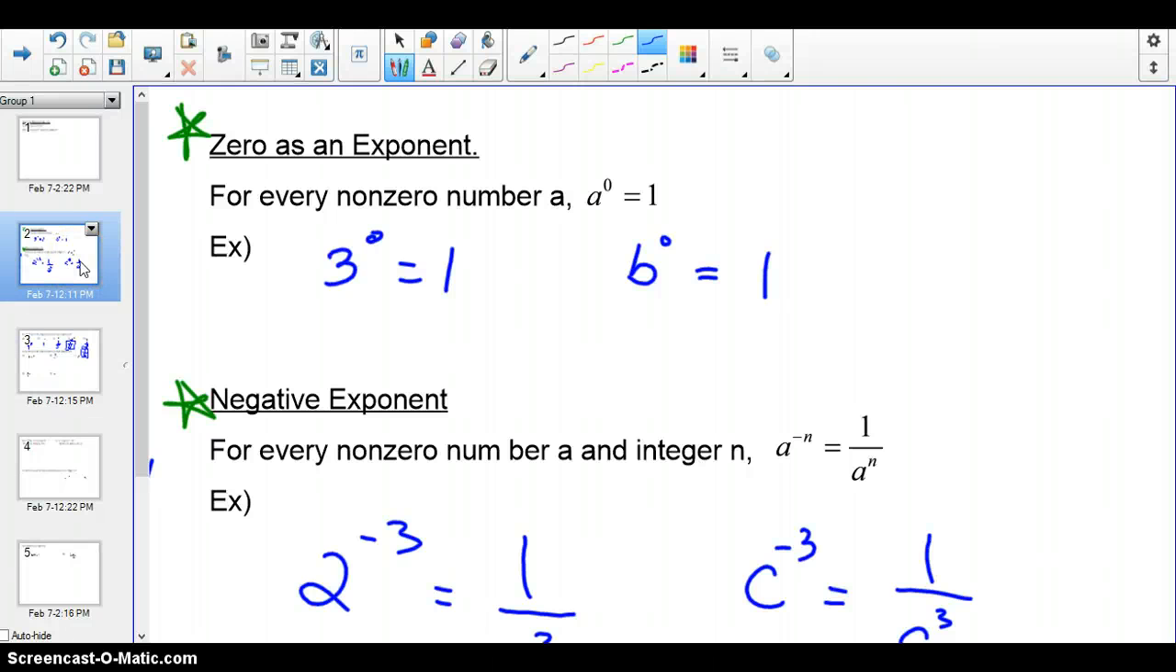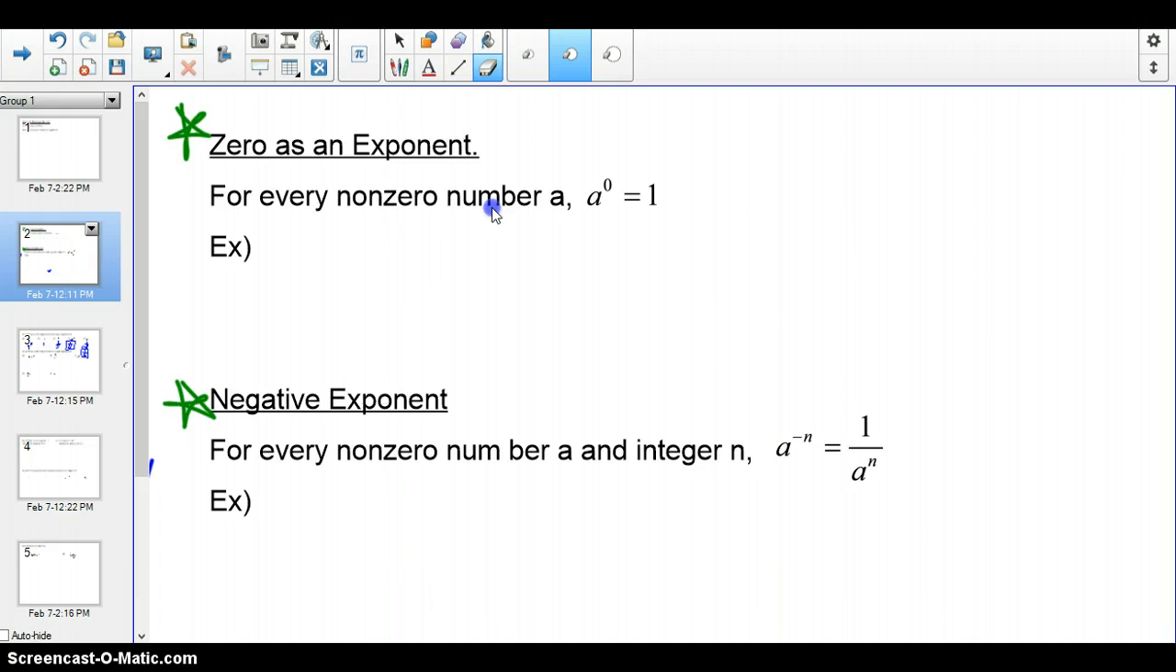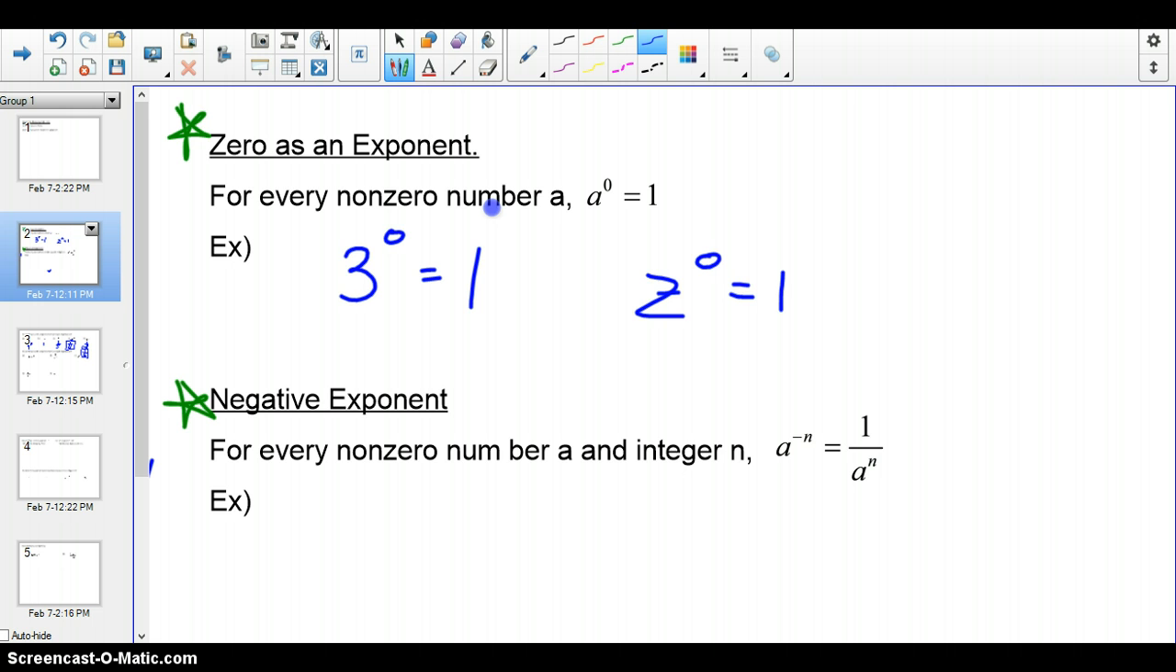Okay, we're going to learn a few exponent rules today. And the first two are pretty easy. Zero as an exponent means that for every non-zero number a, a to the 0 is 1. So for example, 3 to the 0 is 1. You can do this with variables too, like z to the 0 is 1.